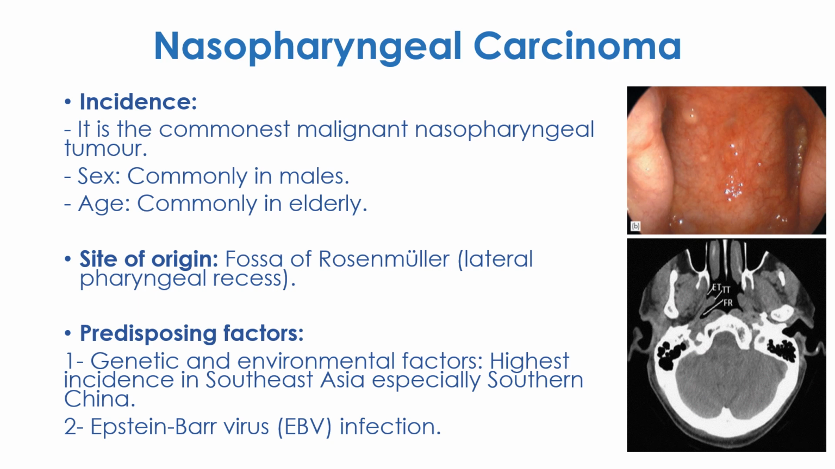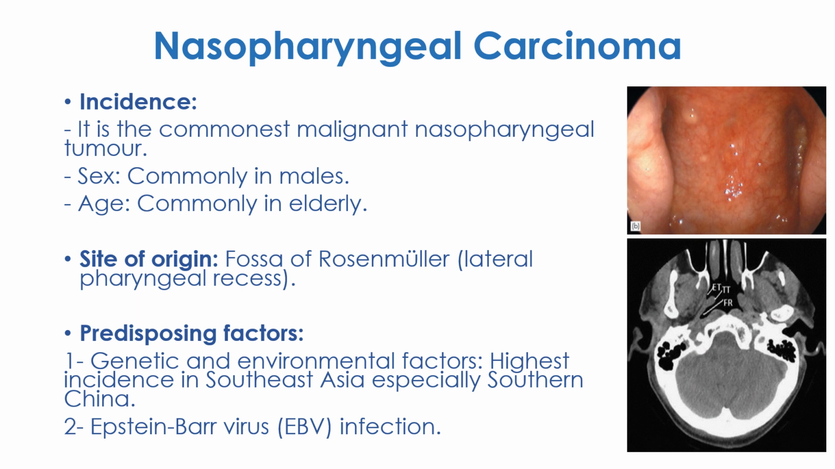You could clearly see the fossa of Rosenmüller highlighted as FR on the CT scan. It is the space just behind the tubal elevation, which marks the posterior boundary for the eustachian tube orifice.